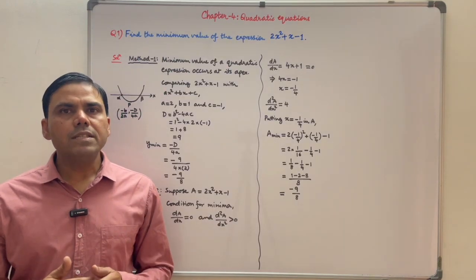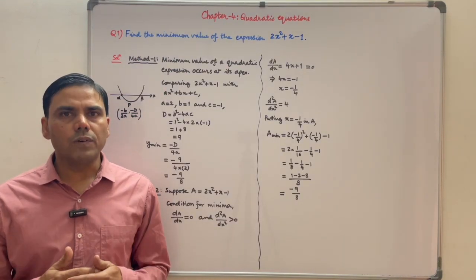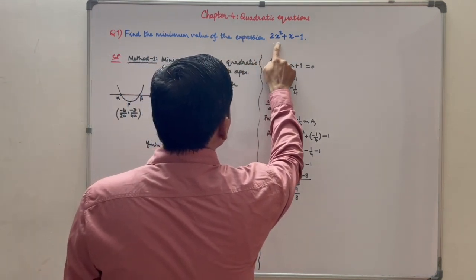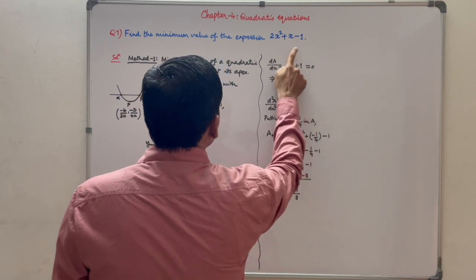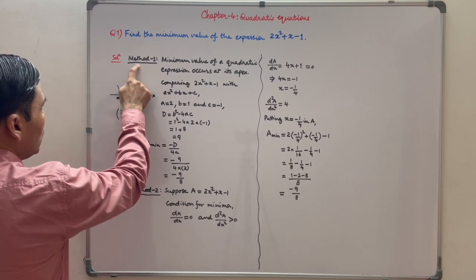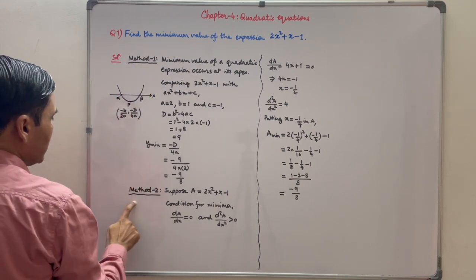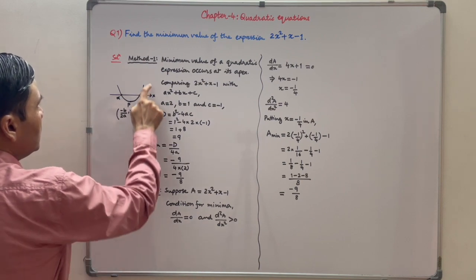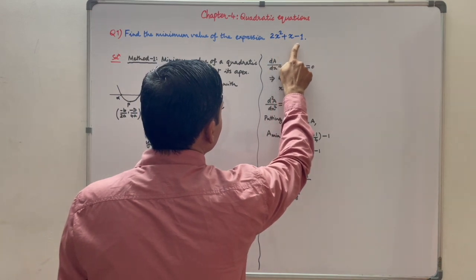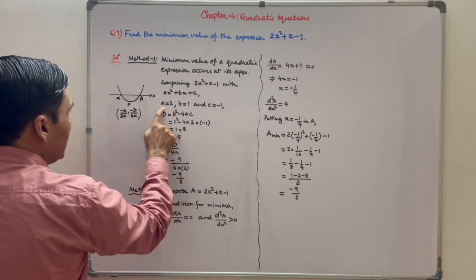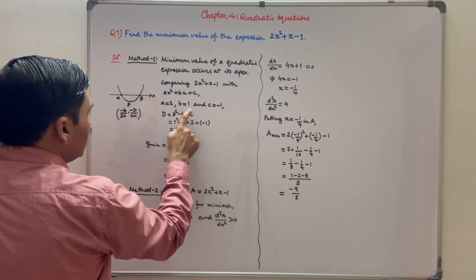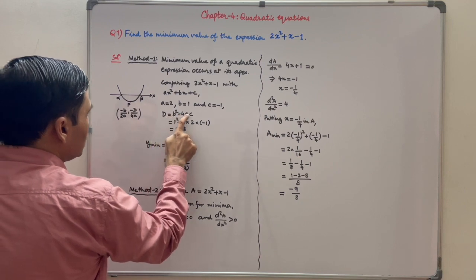Let us solve 4 questions based on what we have learned so far. First question, find the minimum value of the expression 2x square plus x minus 1. There are two methods to solve this question. First method is related to quadratic expressions and second method is related to maxima and minima. First method, the given expression is in the form ax square plus bx plus c. So comparing, we get a is equal to 2, b is equal to 1 and c is equal to minus 1. Discriminant d is equal to b square minus 4ac.